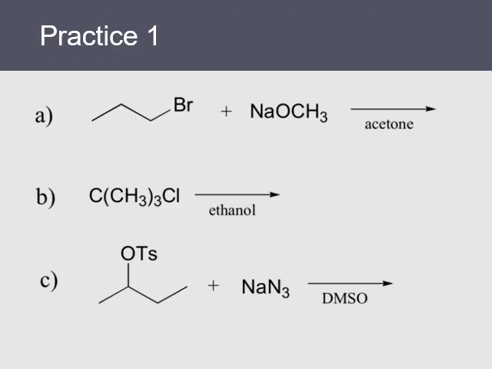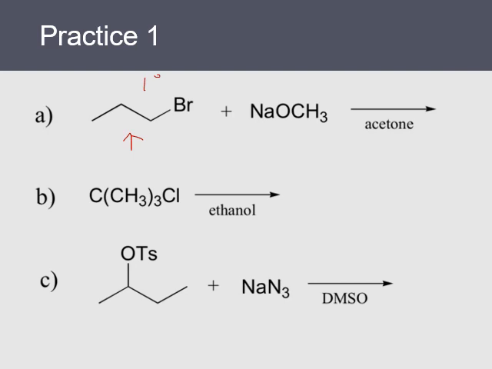Practice. Predict whether the following reactions undergo SN1 or SN2 reactions. Okay, let's start with number 1. All right, so we first identify the substrate. Is this primary, secondary, or tertiary? Since it's a primary alkyl halide, that favors SN2 reaction. So probably it's SN2 reaction.